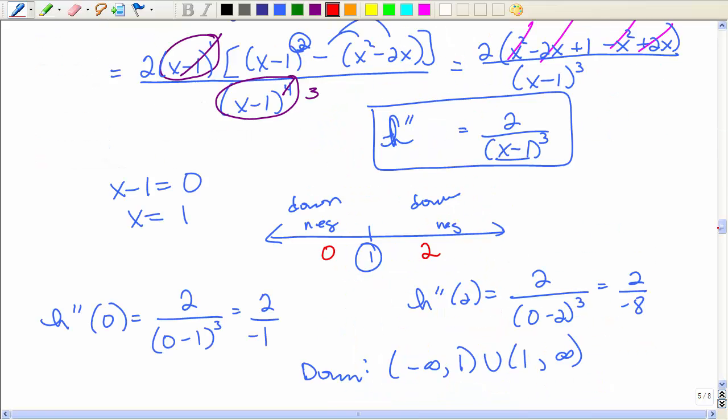On this example, we found the concavity and noticed that it was always concave downward. So even though this point was undefined, that is not an inflection point.